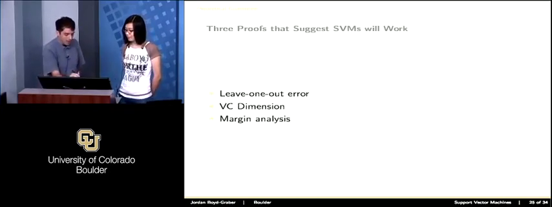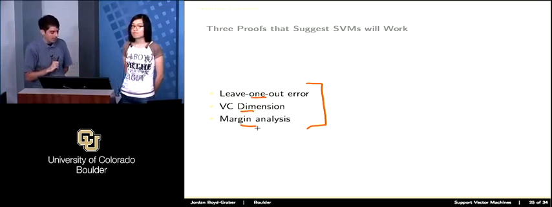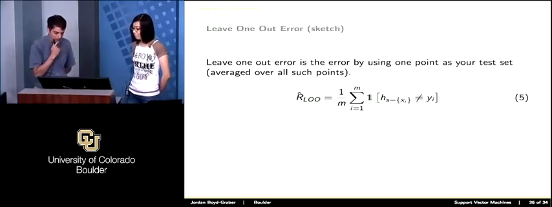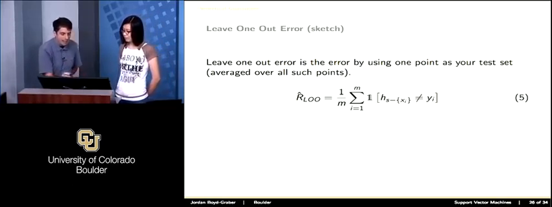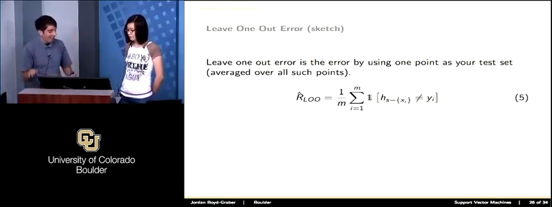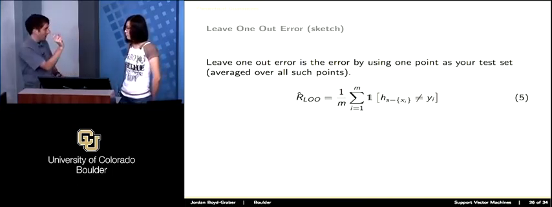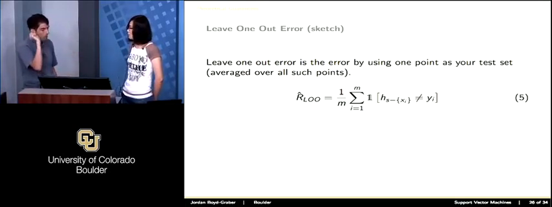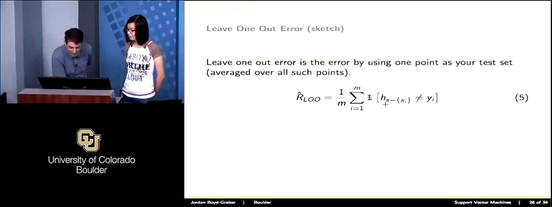Okay, so there are 3 ways we can talk about the theoretical properties of SVMs. We can do leave one out error, VC dimension, and margin analysis. We'll briefly talk about all of them. Leave one out error is defined by having a fairly odd setup. You use every point except 1 as your training set, and then you only have 1 point in your test set. And then you average over all of them. So does the setup make sense? Yeah, makes sense.